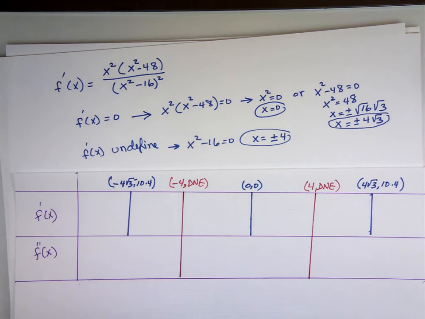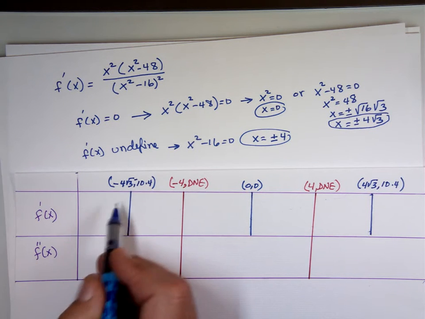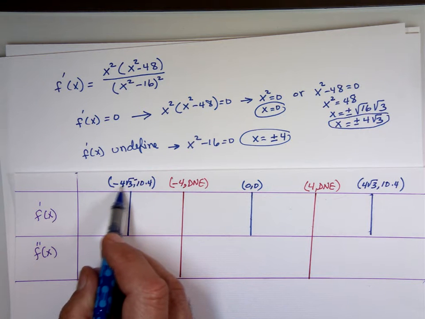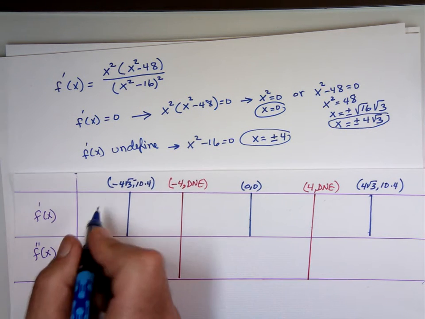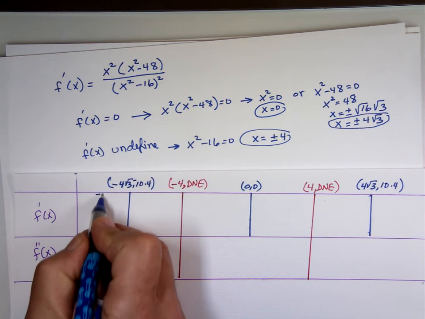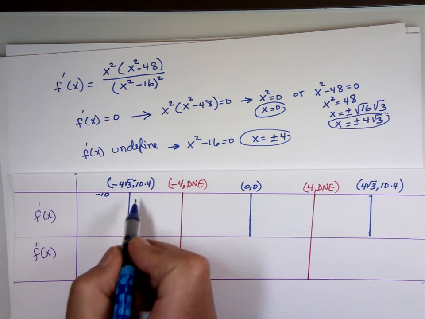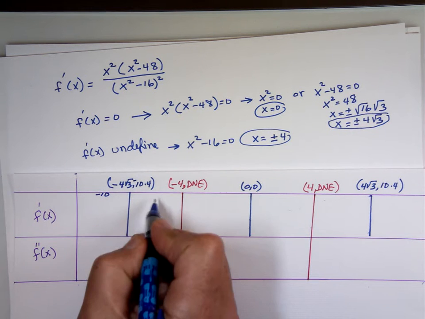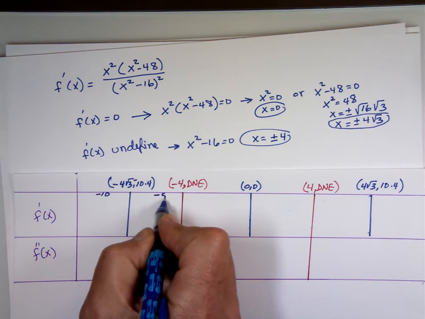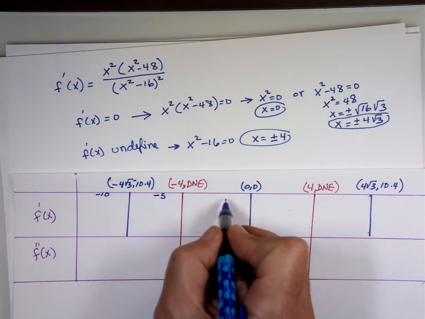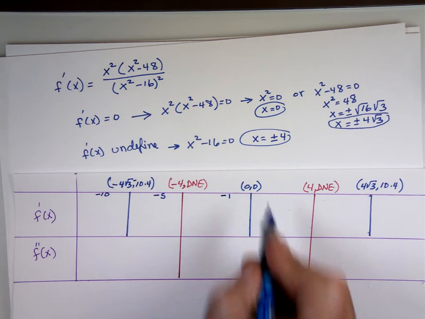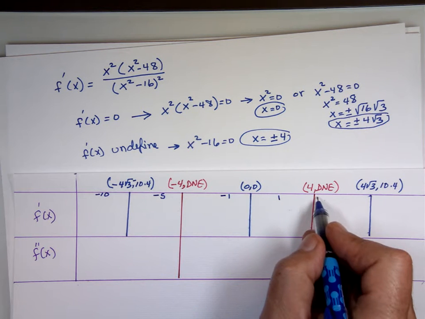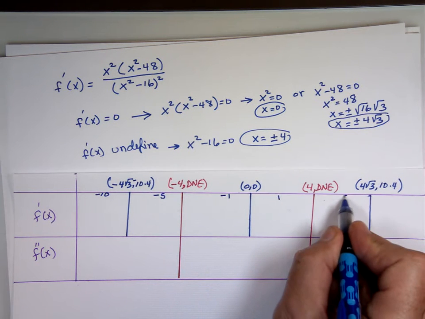So let me use a test point in each one of these segments. We said this is almost a 7, 6.9. So let me use a negative 10, make my life easy. Between negative 7 and negative 4, how about a negative 5? Between negative 4 and 0, how about a negative 1? Between 0 and 4, how about a 1? Between 4 and 6.9, how about a 5? And more than the 6.9, how about a 10?